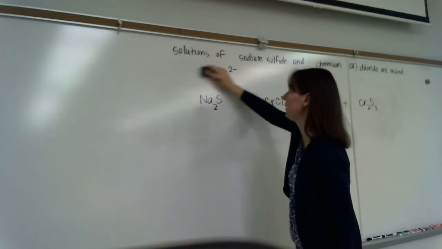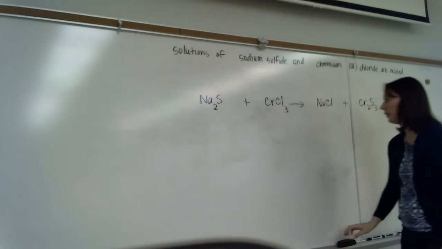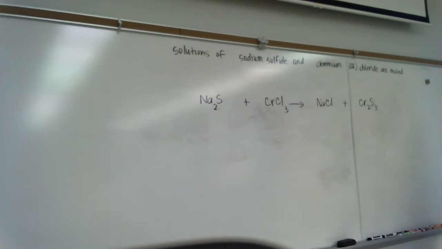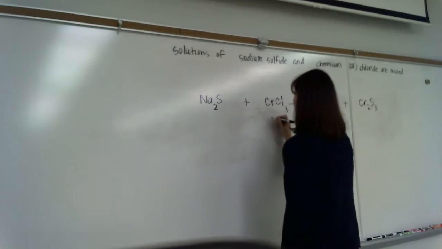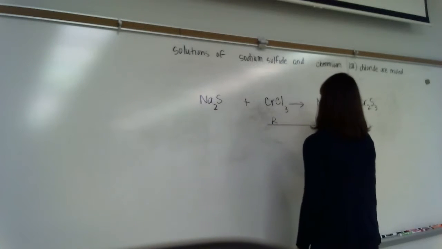Now you can make a reactant and product table if you need to, or you can just do it in your head. What do we need to do to balance this? Or do you want to make a reactant product table? Does anyone need to see how that looks? You want to see it? Okay. So if you can't do it in your head, that's fine. Make yourself a reactant product table.